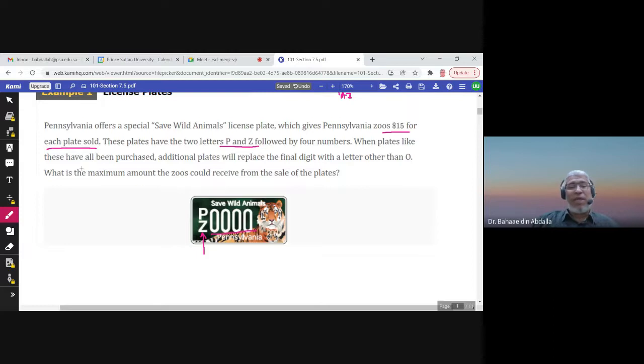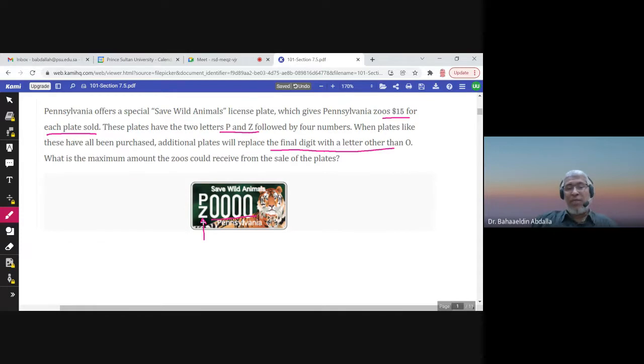When plates like these have all been purchased, when they finish PZ followed by 4 numbers, additional plates will replace the final digit with a letter other than O. So they will sell additional plates with PZ, three numbers, but then the last digit would be a letter other than O. What is the maximum amount that zoos could receive for the sale of the plates?